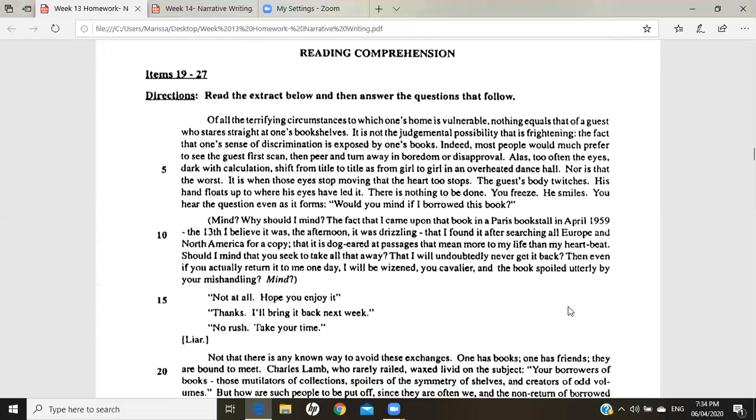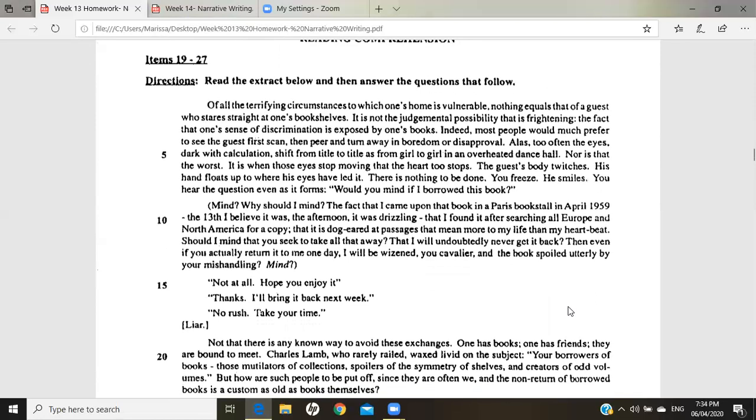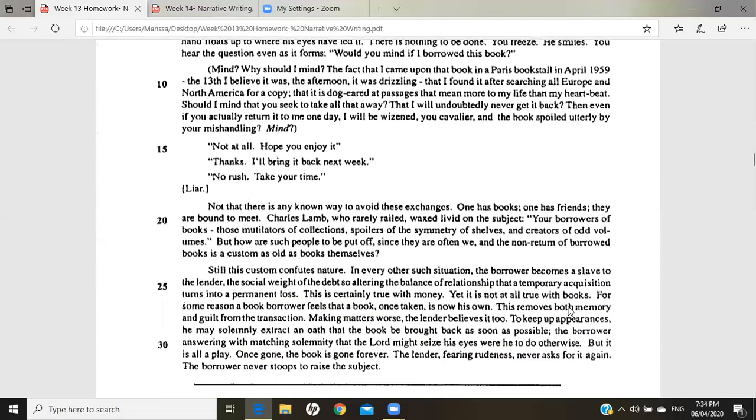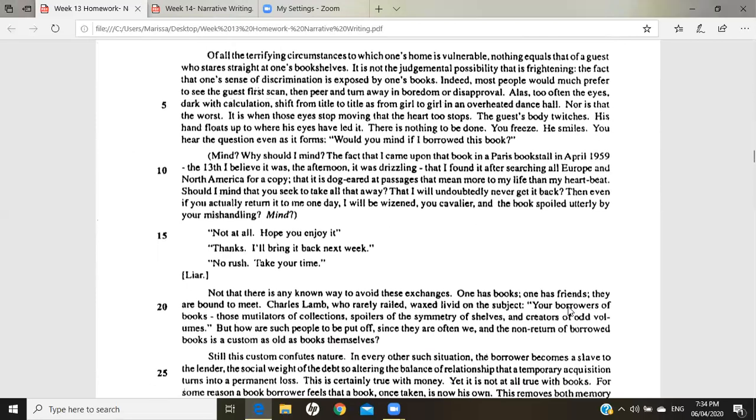Our next section is the first reading comprehension, which of course was a passage that you all have seen before, because I did bring this in one of your exams last year, in your midterm exam last year. So this comprehension passage was about what? Who wants to give me a little summary as to what this passage was about? About the terror of having books and friends always wanting to borrow. Yes, that's it in a nutshell.